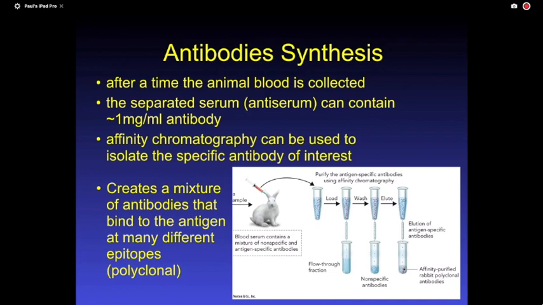All right, but that's not all we're going to use antibodies for. We're going to use antibodies for lots and lots of other things.